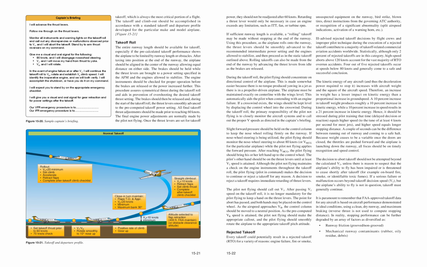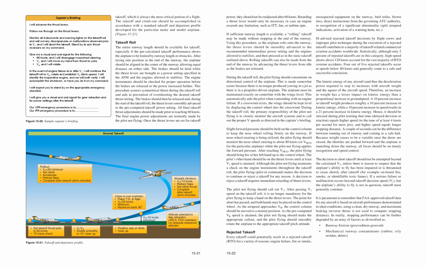After taxiing into position at the end of the runway, the airplane should be aligned in the center of the runway, allowing equal distance on either side. The brakes should be held while the thrust levers are brought to a power setting specified in the AFM and the engines allowed to stabilize. The engine instruments should be checked for proper operation before the brakes are released or the power increased further. This procedure assures symmetrical thrust during the takeoff roll and aids in prevention of overshooting the desired takeoff thrust setting.